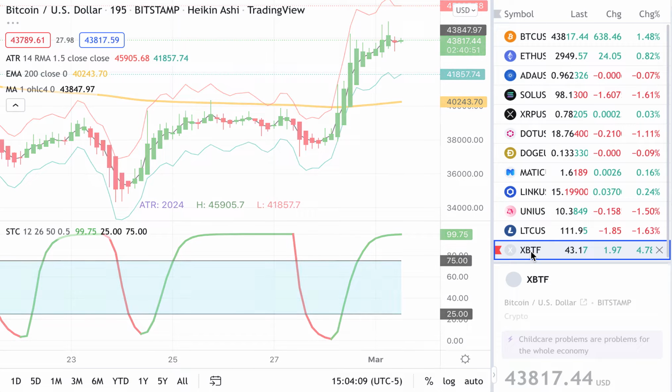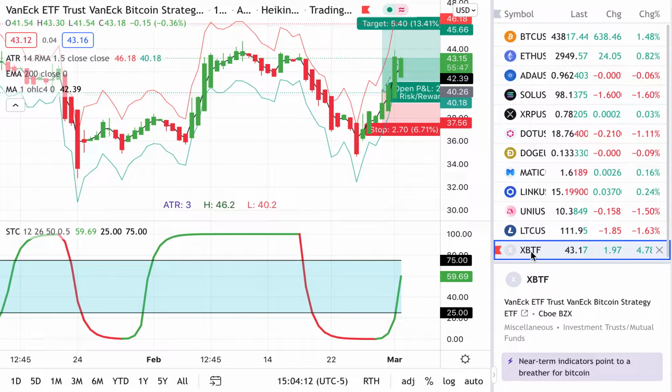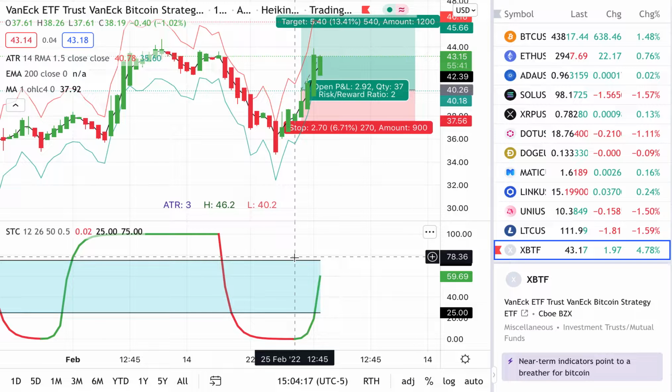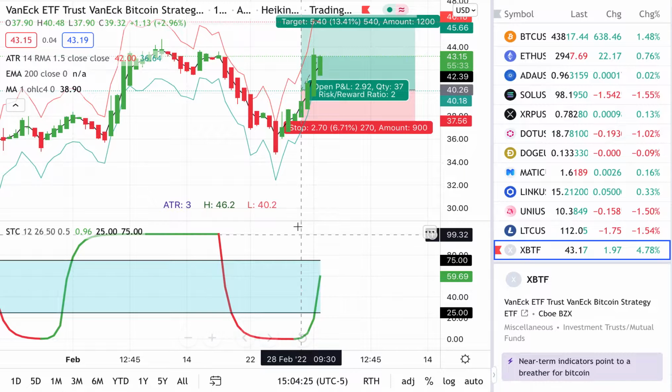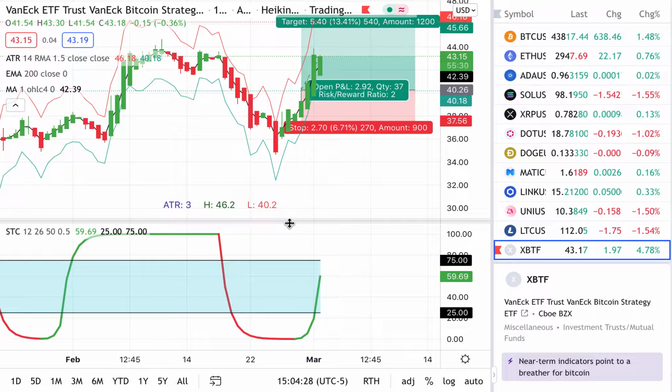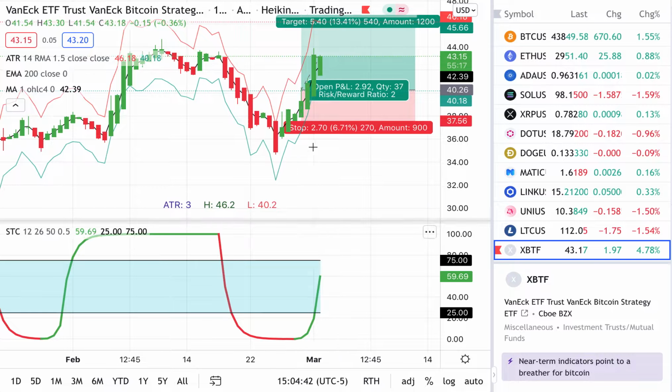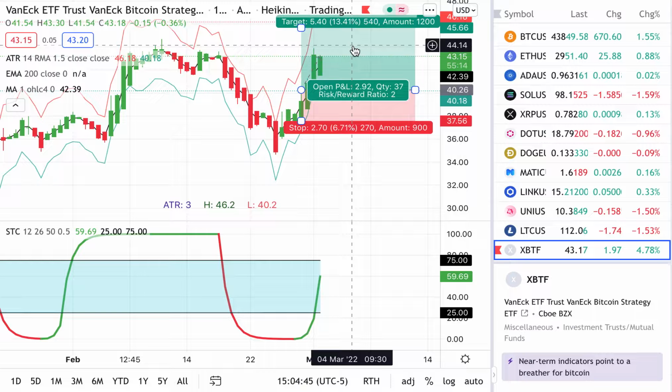So again, when we go to XBTF, remember, it is actually Bitcoin on a market basis, not a 24-hour basis. So I jumped in when we had it go from red to green at the bottom, and I'm following the rules that I have set up for myself. What I really love about this charting platform is that it allows me to put in stops, targets, all sorts of stuff.